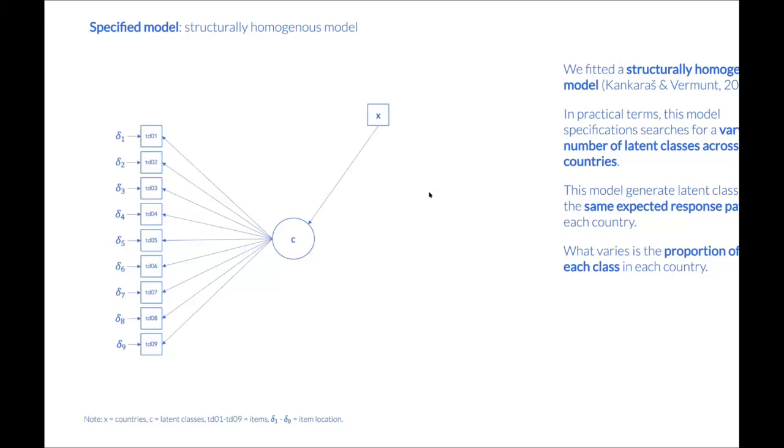Then we have two different choices to compare countries. The first model is what is called the structurally homogeneous model. In the structurally homogeneous model, you allow that the countries can have a direct effect over the latent variable, but not onto the indicators. This assures you that the response pattern for each latent class is common. So when I find, for example, a student from latent class 1 in country A, and then I find a student from the same latent class in country B, we're talking about the same response pattern.